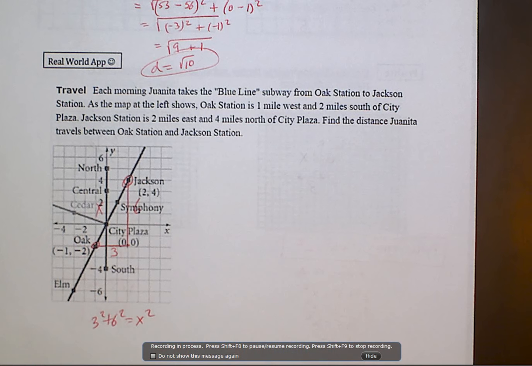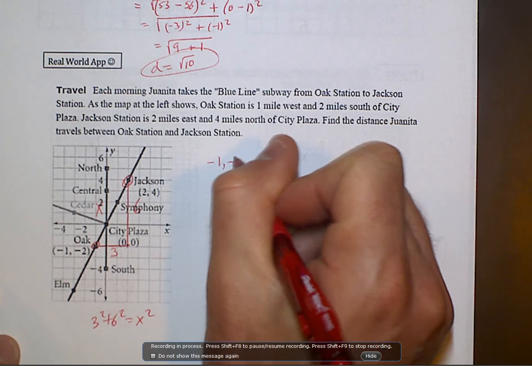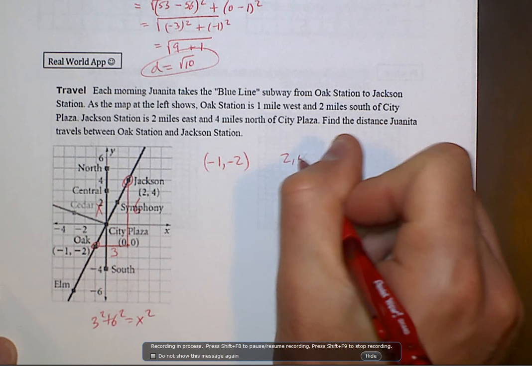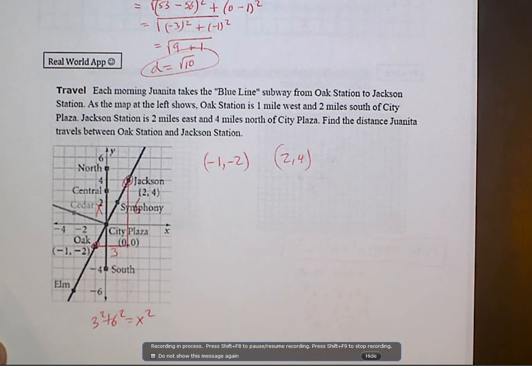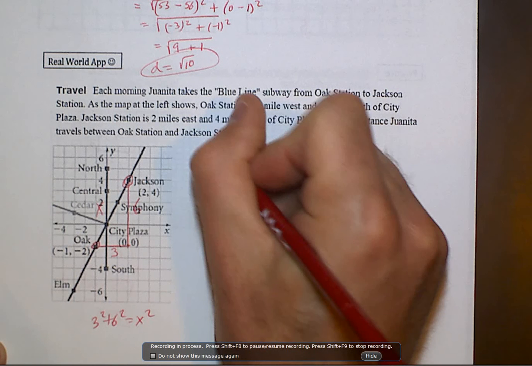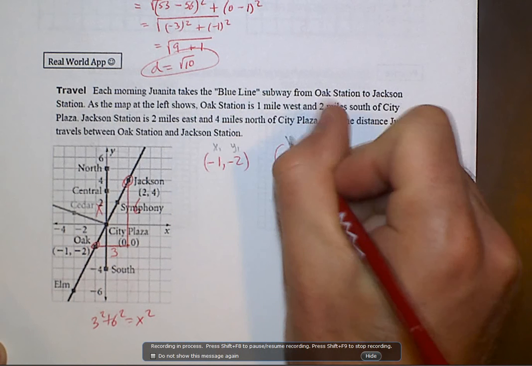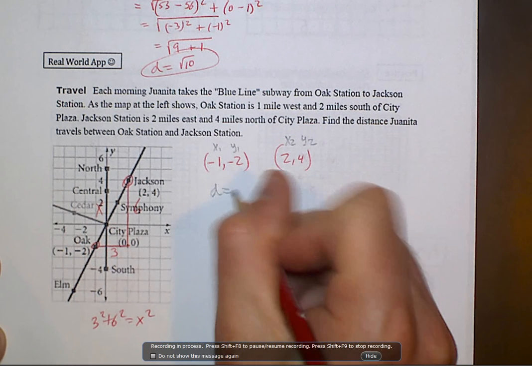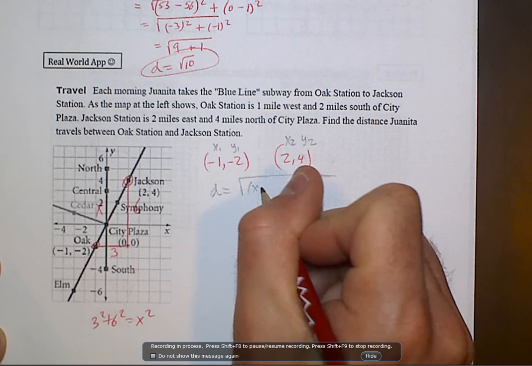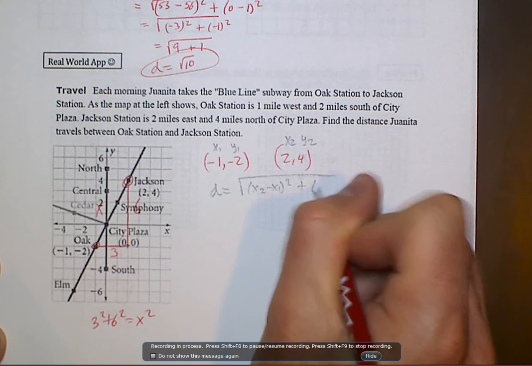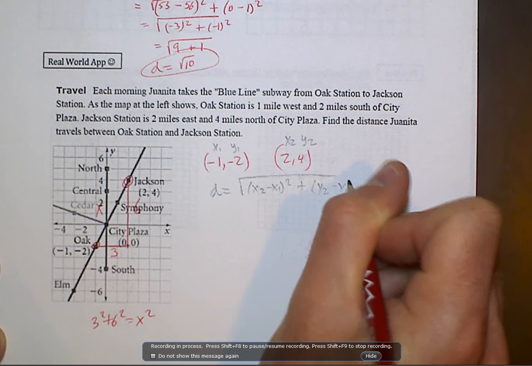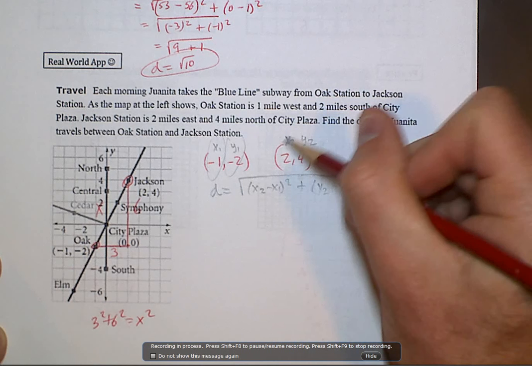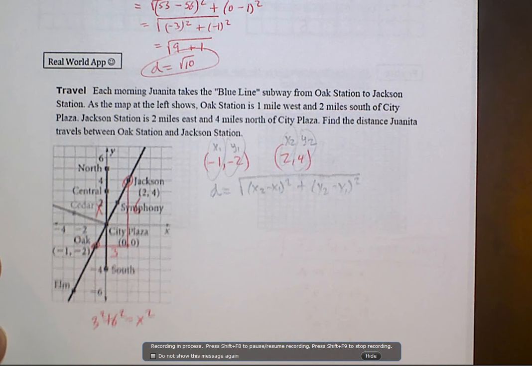Alright, we're back. So, Oak is negative 1, negative 2. That's Oak Station's point. Jackson is 2, 4. Now I'm a labeler, so I'm going to label my points. This is my x1, this is my y1, this is my x2, this is my y2. And I'm going to use the distance formula. x2 minus x1 squared plus y2 minus y1 quantity squared. And you're going to plug in these values for your x1, x2, etc. Okay, let's do it.